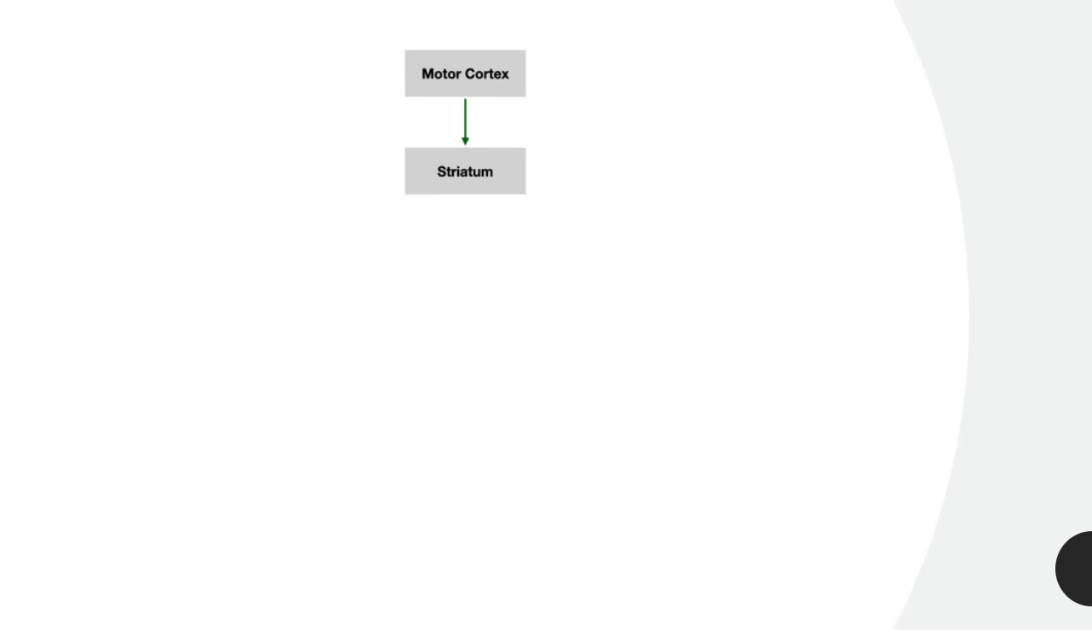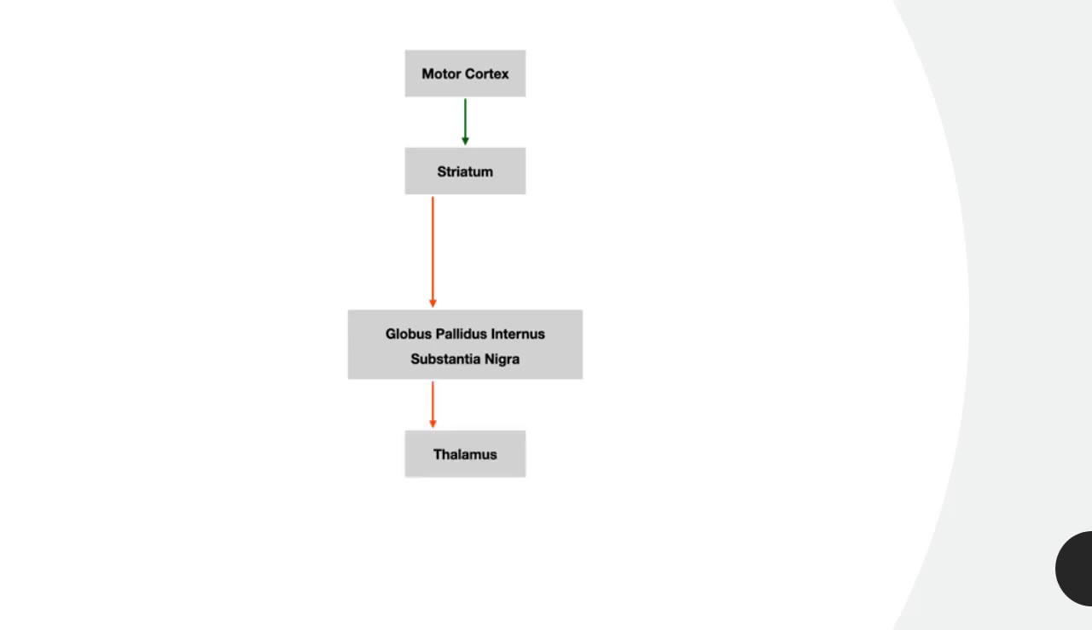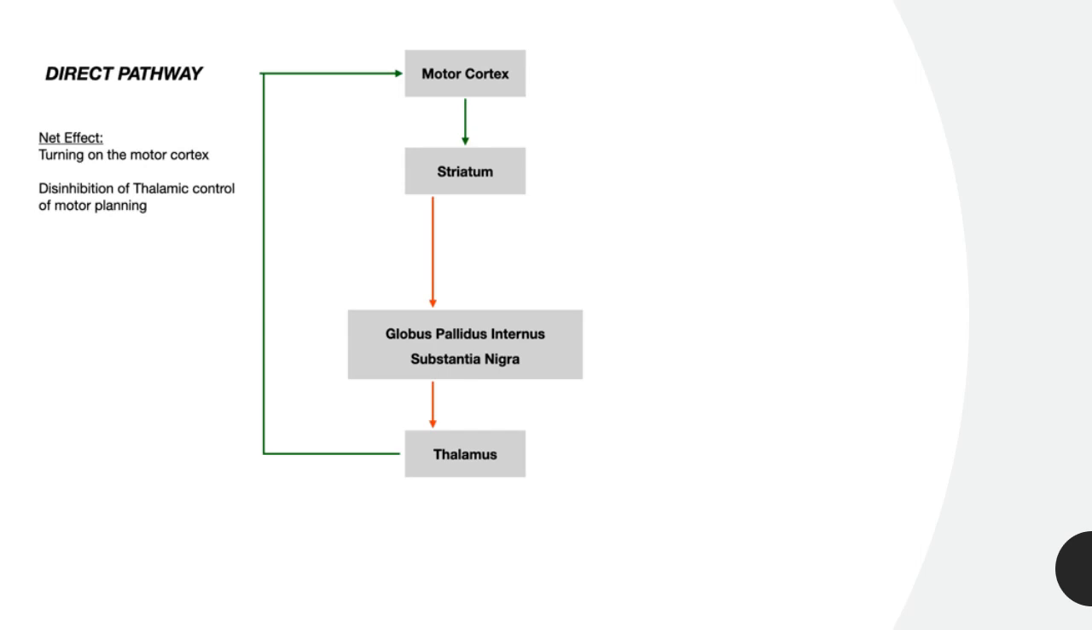And then the striatum sends inhibitory neurons, which are GABA, shown in red, to the globus pallidus internus and the substantia nigra. The substantia nigra and the globus pallidus internus send inhibitory neurons to the thalamus, and the thalamus sends excitatory neurons back to the motor cortex. Now this loop, everything you see here, this is the direct pathway. And the net effect, again, of the direct pathway is to turn on the motor cortex.